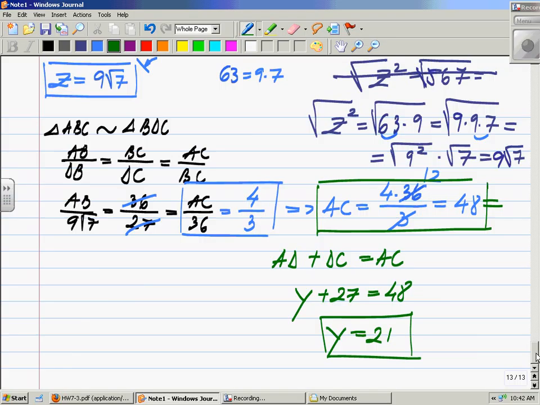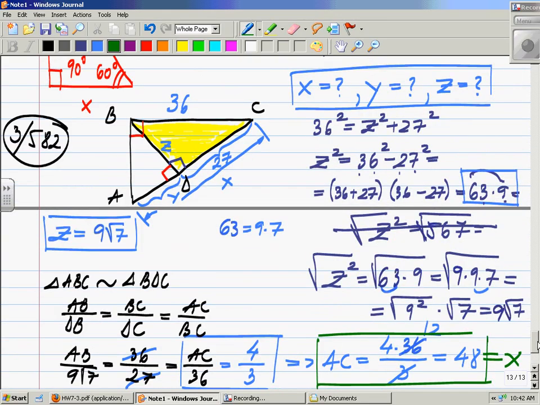48, that was actually what we called x. And z was the first one we found, 9 square root 7.